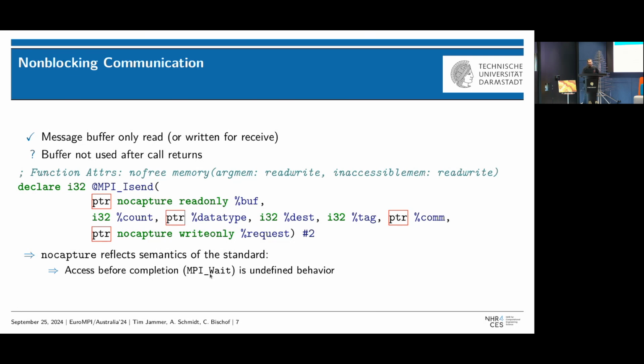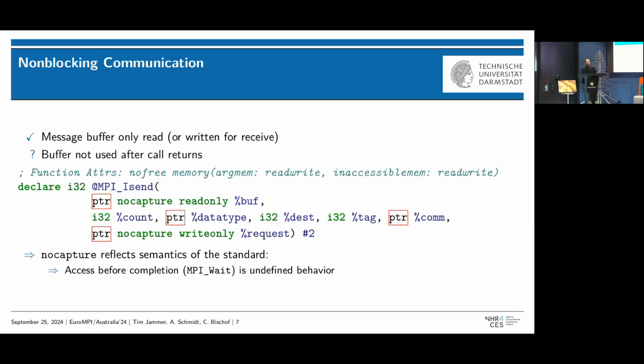Okay, so we also annotate the request object, but importantly, we can also attribute the no capture attribute to the buffer, which again is technically not correct because the ISEND operation reads the message buffer and then somewhere stores the message buffer away, and then the network device can progress the communication in the background. Yeah, we have a non-blocking operation.